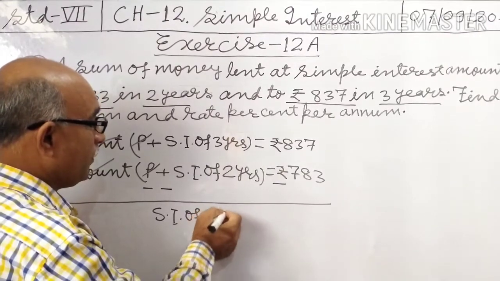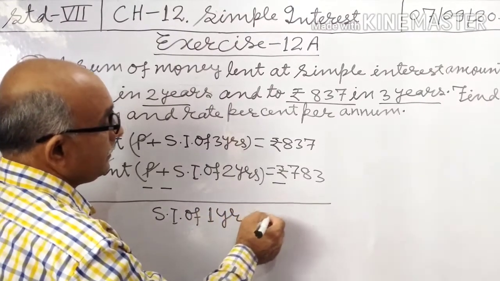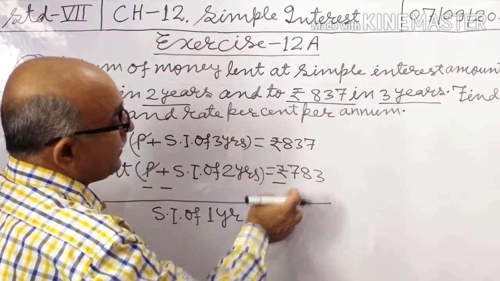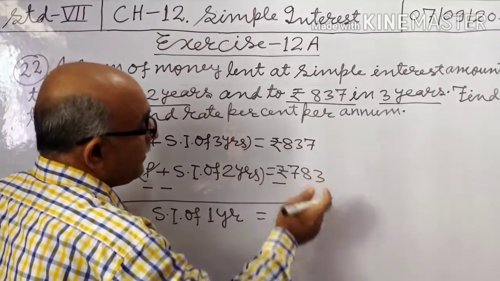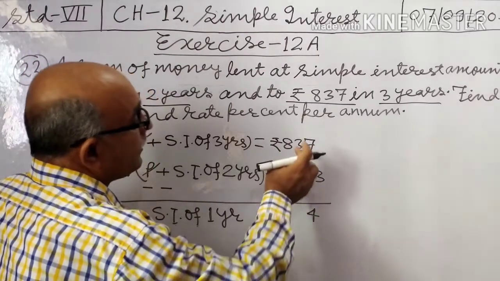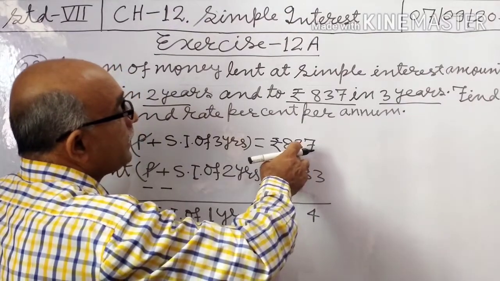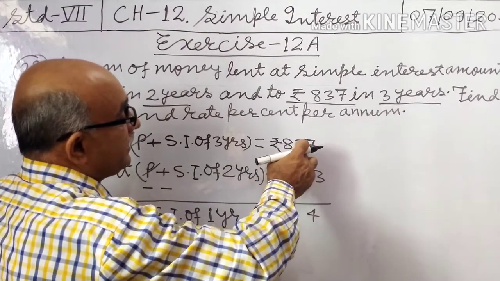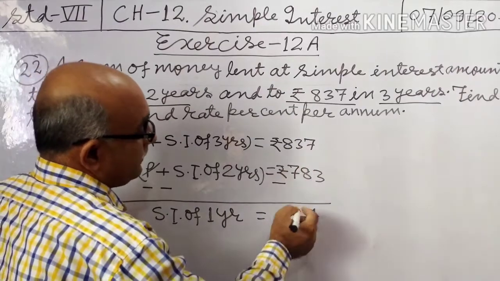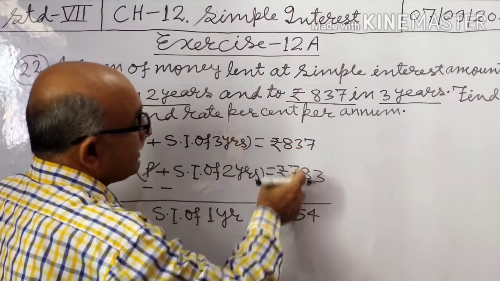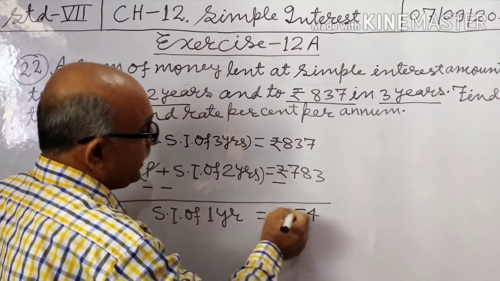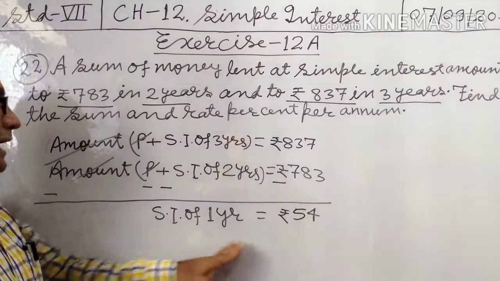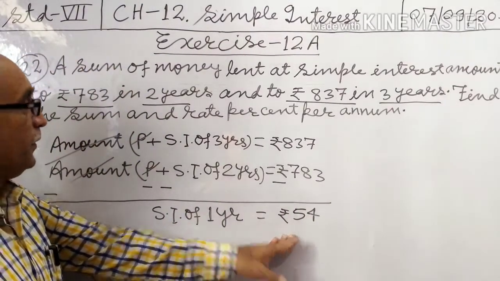So SI of 1 year equal to 837 minus 783. 7 minus 3, 4. 3, 1, 10, 10 plus 3, 13. 13 minus 8, 5. 7 minus 7, 0. So rupees 54. SI of 1 year, rupees 54.